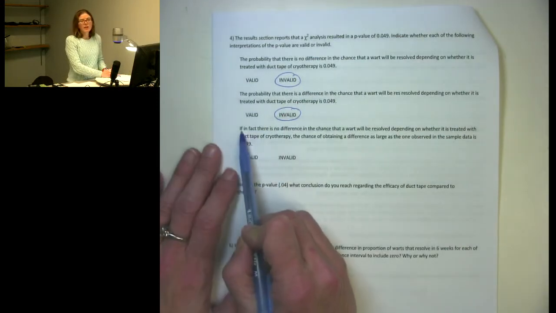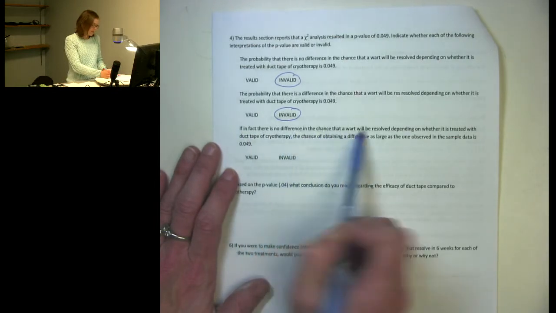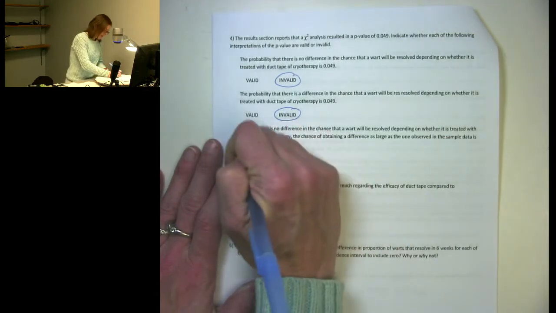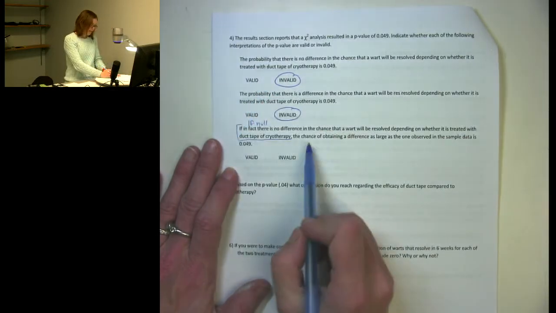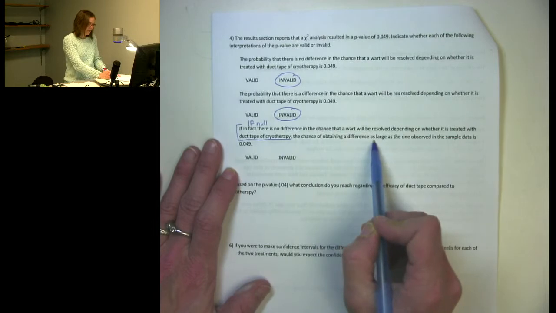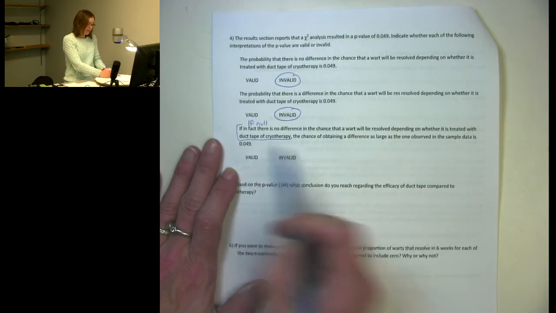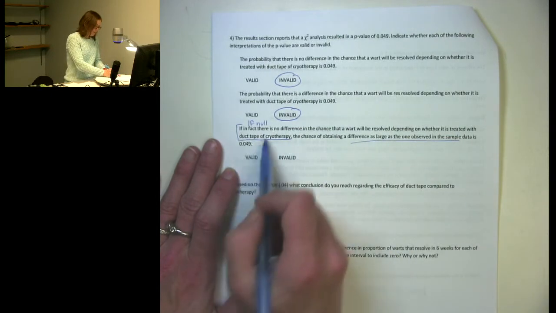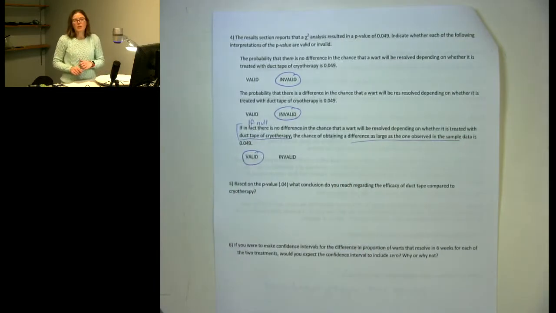This third one is the correct meaning of a p-value. If, in fact, there's no difference in the chance that a wart will be resolved, depending on whether it's treated with duct tape or cryotherapy, this is saying, if the null hypothesis is true, the chance of obtaining a difference as large as the one observed in the sample data is 0.049. This is the chance of seeing our sample data, or more extreme. If the null is true, that's the correct interpretation of the p-value.